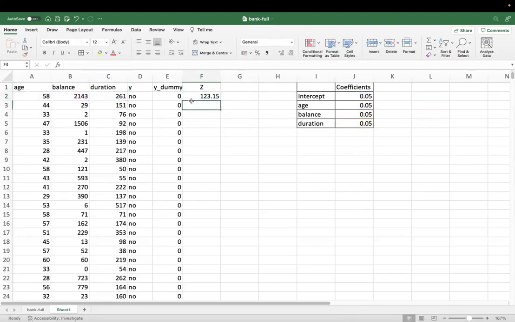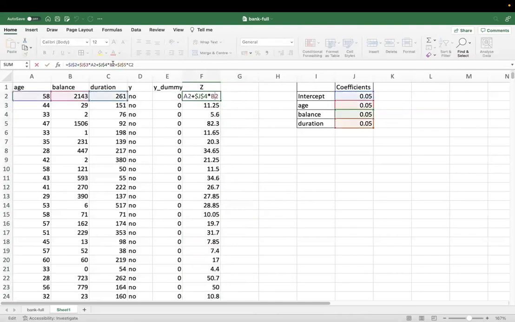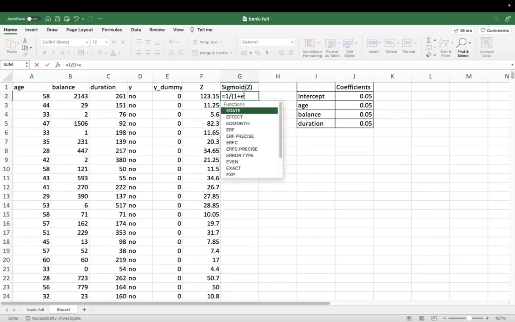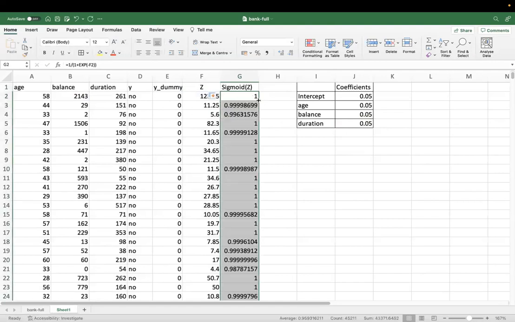So you'll get the value 123.15. I will double click, and it will calculate for all the 45,000 rows. So you have to fix the coefficients and intercept, multiply them, then we will calculate sigmoid of Z, which is equal to 1 divided by 1 plus EXP, exponential open bracket minus Z, that is 1 divided by 1 plus e to the power of minus Z. You will get the values as ones and some values.